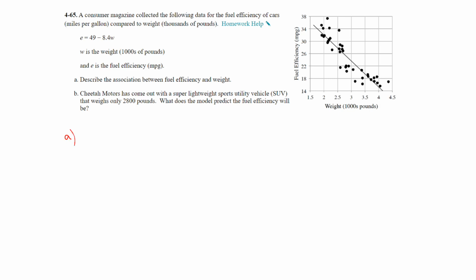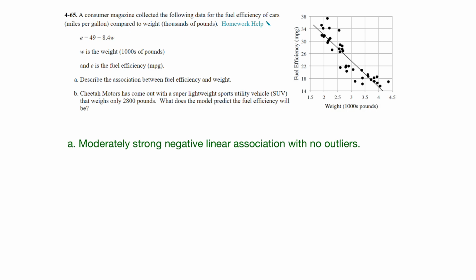They did draw a line here, so it does appear to be linear. Not strong. The points don't all lie on the line, but you can see that it is going down, so I'd maybe call it moderate in terms of the strength. And there's no outliers. It doesn't appear that there's anything too far away from the line. So let's write all that information down. Moderately strong, negative linear association with no outliers.